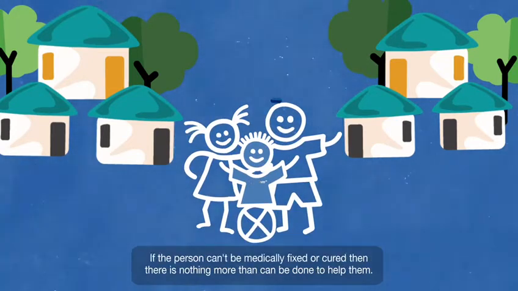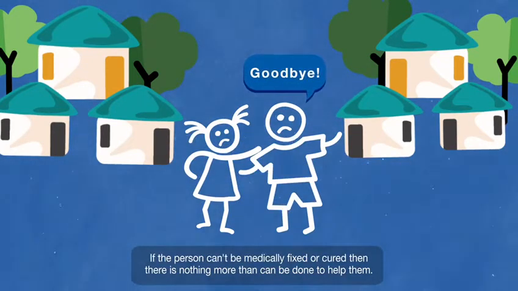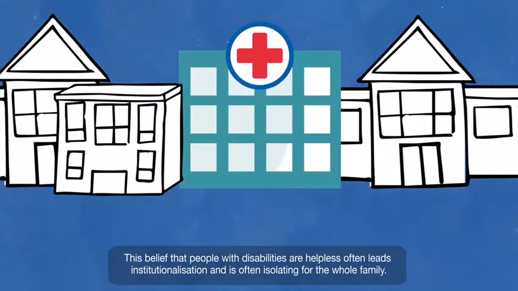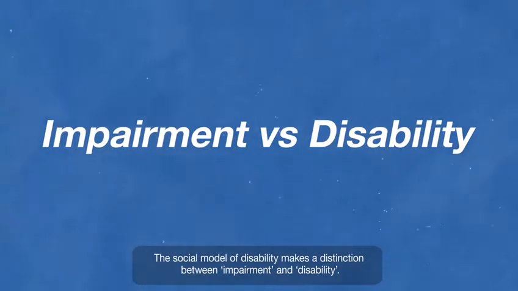If the person can't be medically fixed or cured, then there is nothing more that can be done to help them. This belief that people with disabilities are helpless often leads to institutionalization and is often isolating for the whole family. The social model of disability makes a distinction between impairment and disability.